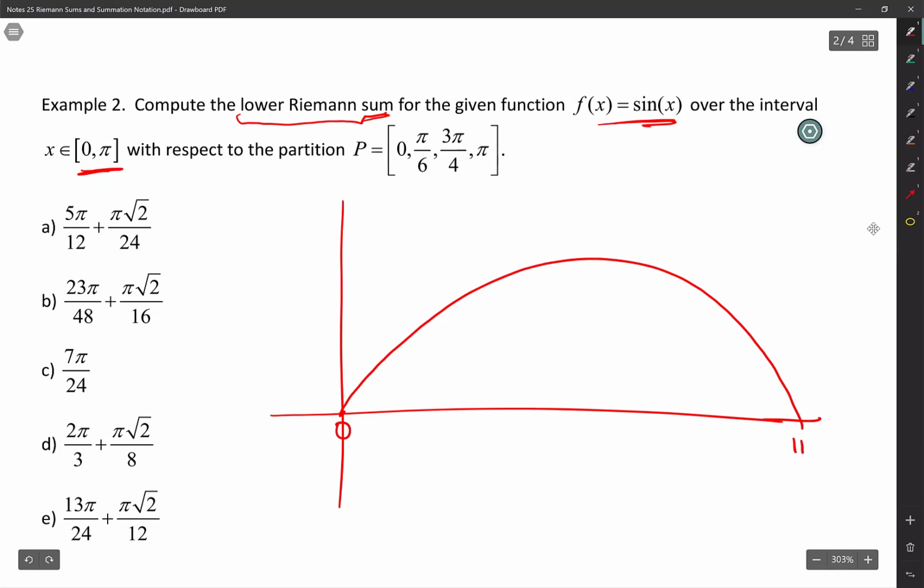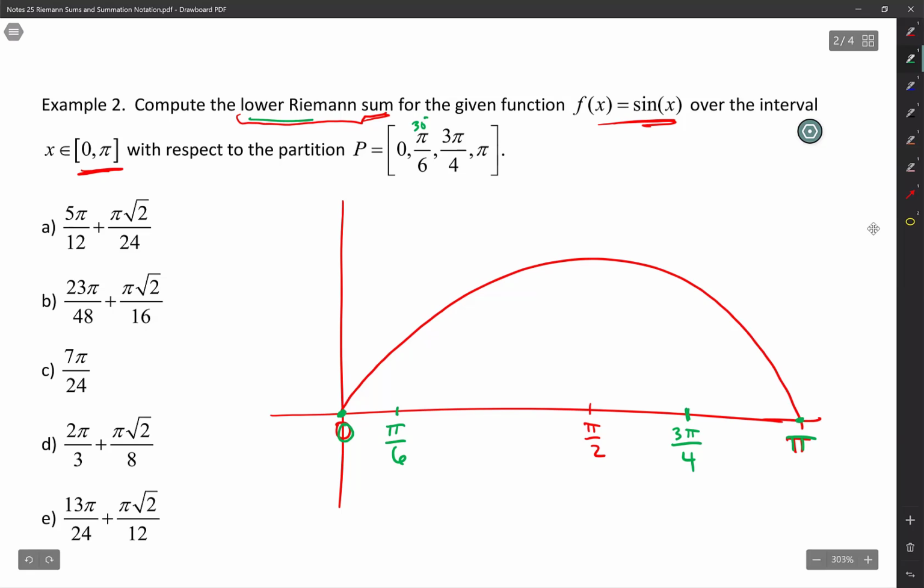Here's 0, here's pi. Right smack in the middle at the highest point is pi over 2. And in green are going to be my partitions. So I start at 0 and then I go to pi over 6. This is like 30 degrees, guys, so it happens pretty quickly. I'm going to say right there. And then 3 pi over 4, that is past pi over 2, in the middle between pi over 2 and 3 pi over 4, so right there. And then finally pi. So everything in green are my partitions.